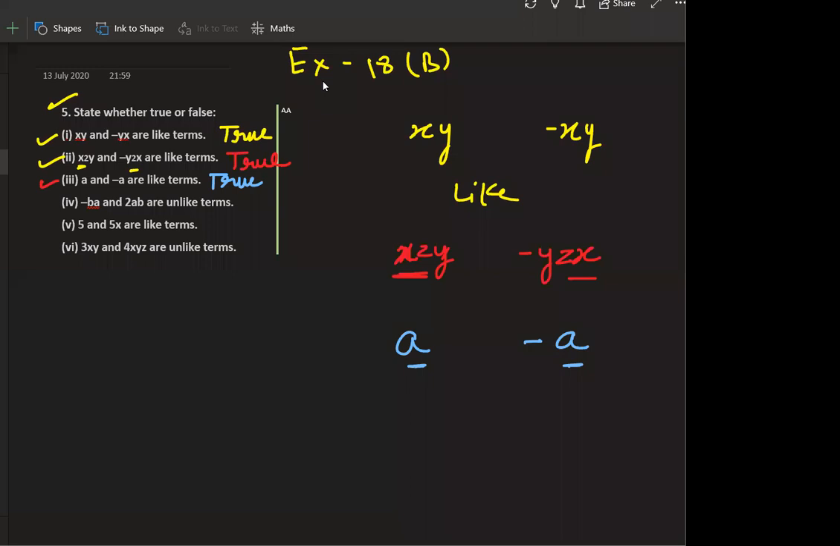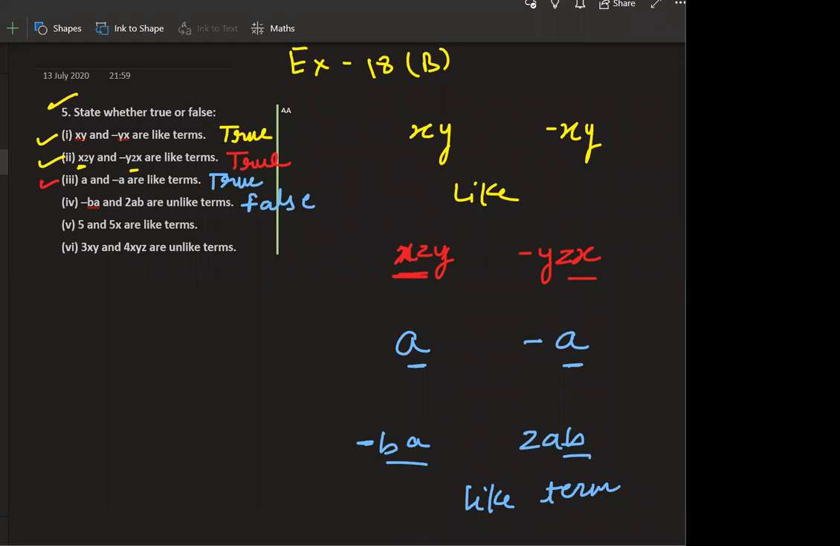Next, minus ba and 2ab are unlike terms. Are they unlike terms? We have same variable ab. So they are like terms. They are not unlike terms. So this statement is false.